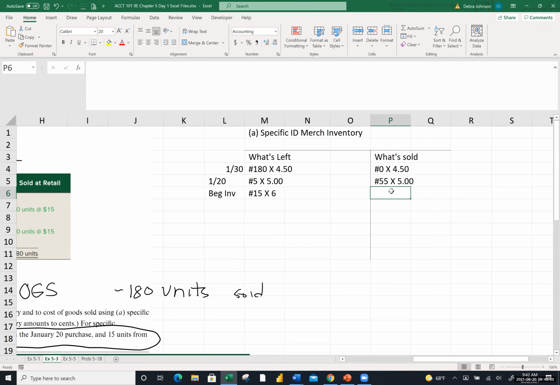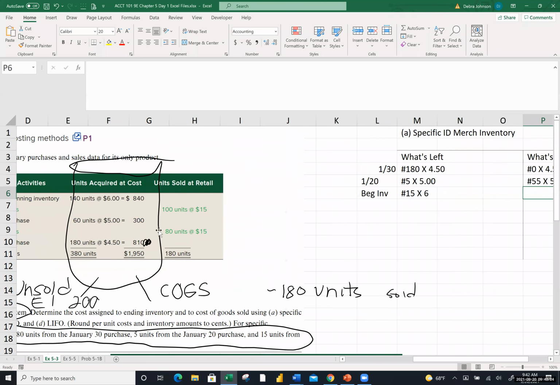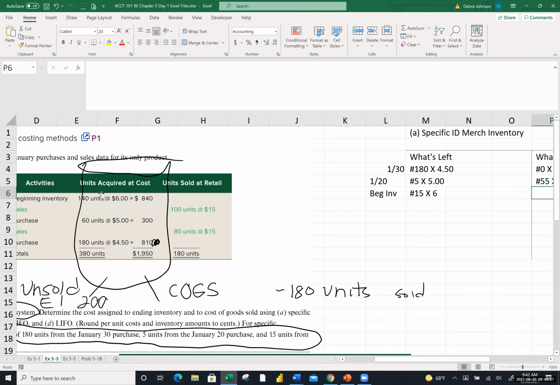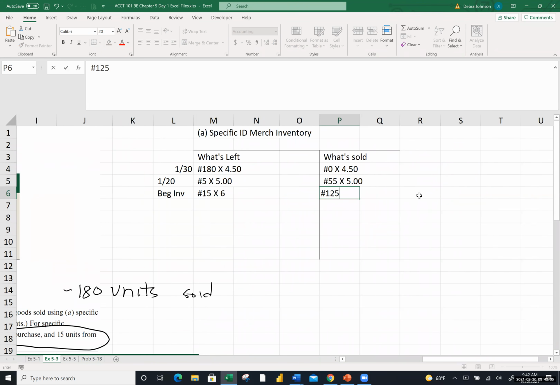So what must have been sold? Okay, again, if you look at that layer, there's 140 total. That's that inventory layer that we started with. If they had 15 left, that means they must have sold 125 at that layer. And so all we've got to do is be careful on the math. I'm going to let Excel do the math. Hopefully I won't transpose a number.